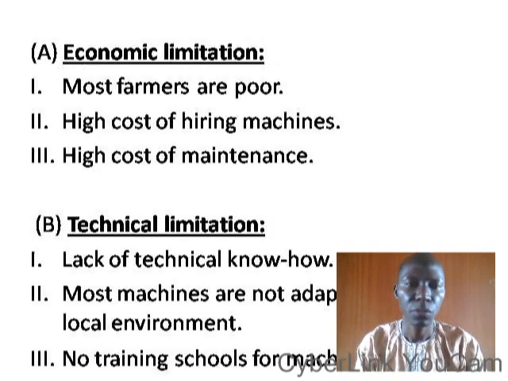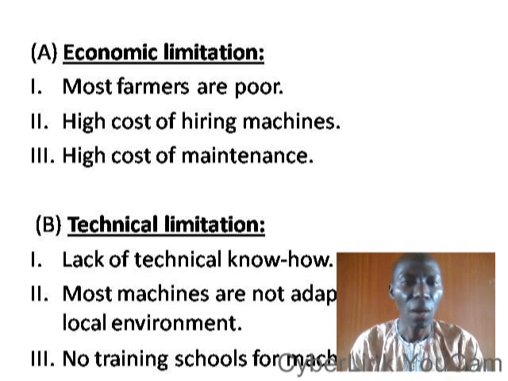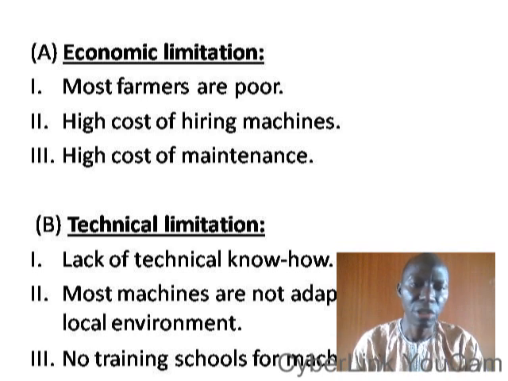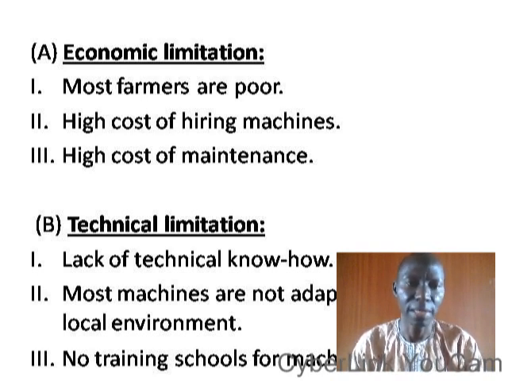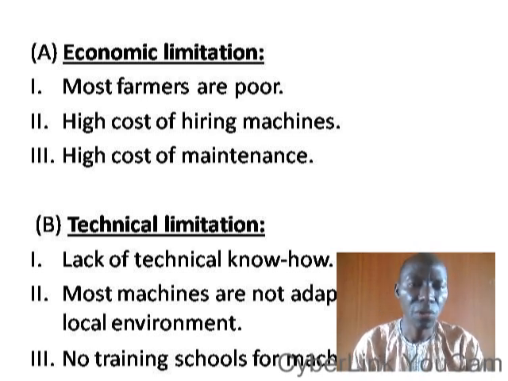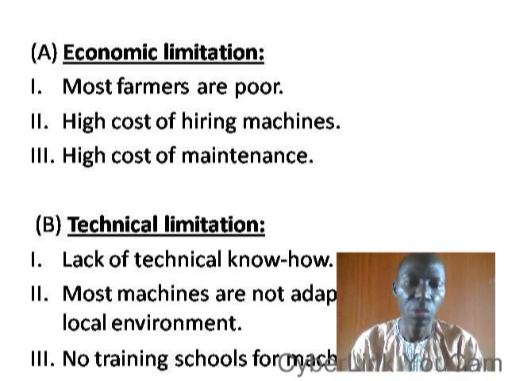Let us look at this properly. Economic limitation. 1, most farmers are poor. 2, high cost of hiring machines. That is, for a farmer to hire a machine to carry out farm operations, it will be very expensive because they don't have enough money. 3, high cost of maintenance. If you have a machine like the tractor, in order to keep it running, you have to be maintaining it, and this requires a lot of money.